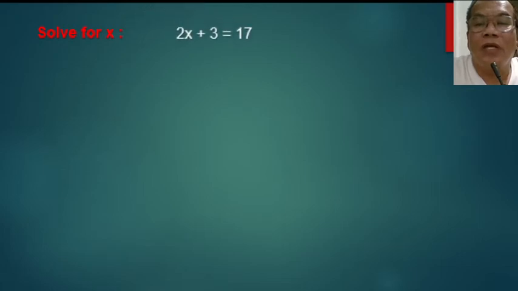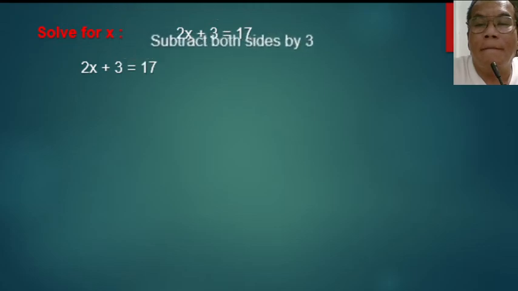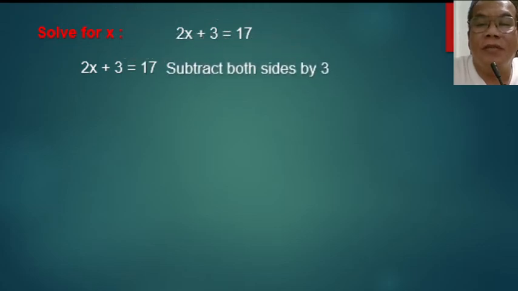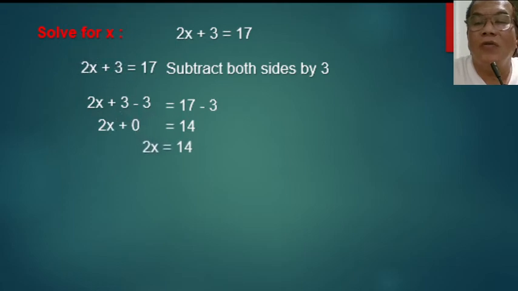Okay, again the equation is 2x plus 3 is equal to 17. So subtract 3 from both sides. Then you have 2x plus 3 minus 3 is equal to 17 minus 3. And 2x plus 3 minus 3 is equal to 2x plus 0, and 17 minus 3 is 14. So 2x is equal to 14.